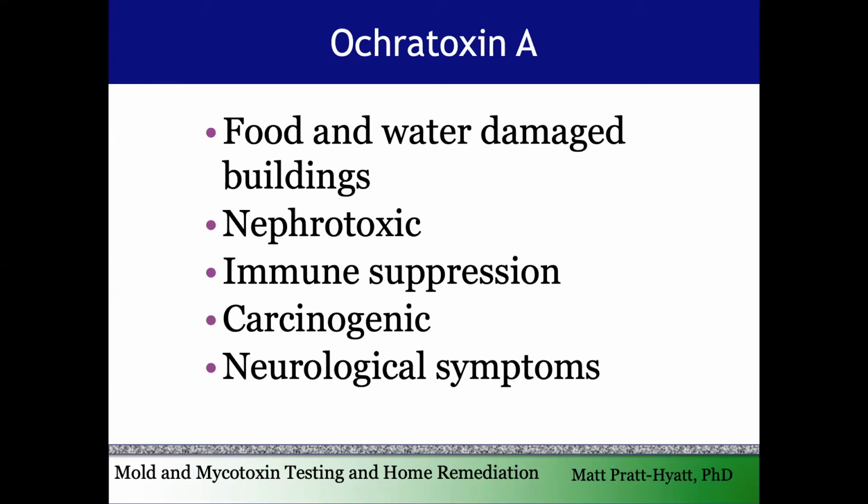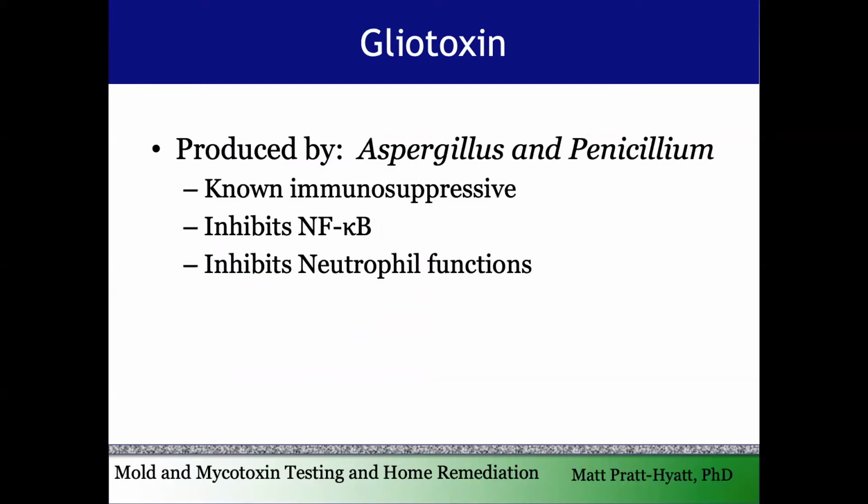Ochratoxin is very nephrotoxic, can cause immune suppression, which you're going to see over and over again when I talk about lots of these different mycotoxins. Immune suppression is a very common thing that you're going to see. It's very carcinogenic, and it can cause neurological symptoms.